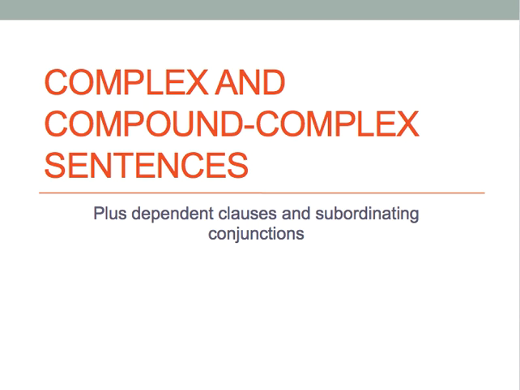This is part 2 of our discussion of sentence types. We previously discussed simple and compound sentences, and in this video we'll talk about the final 2 sentence types. Those are complex and compound complex sentences. Plus we'll also talk about dependent clauses and subordinating conjunctions, 2 terms we have to define if we're going to talk about complex and compound complex sentences.